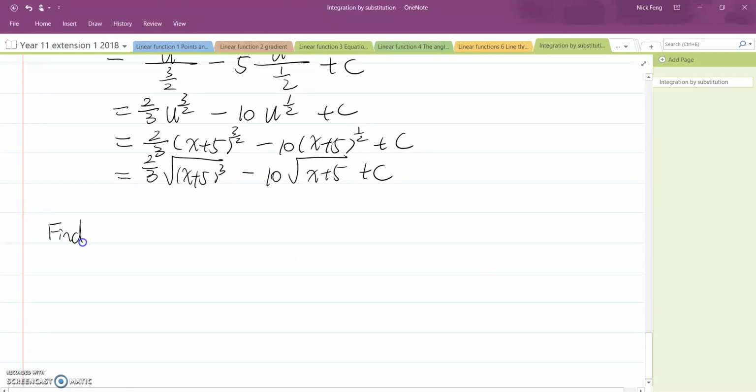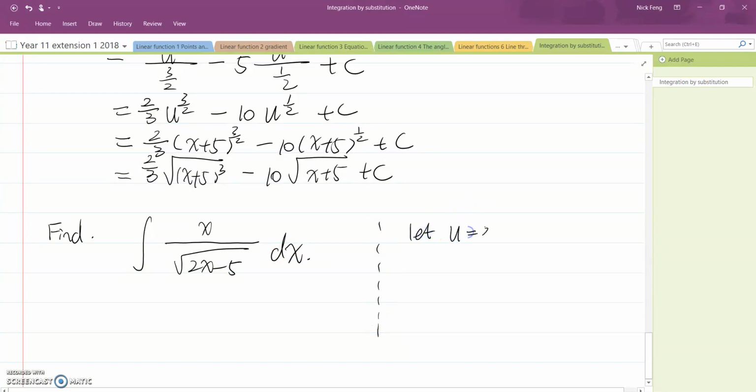Find the integral of x over the square root of 2x minus 5, dx. Let the substitution be u equals 2x minus 5. Therefore, du over dx equals 2.